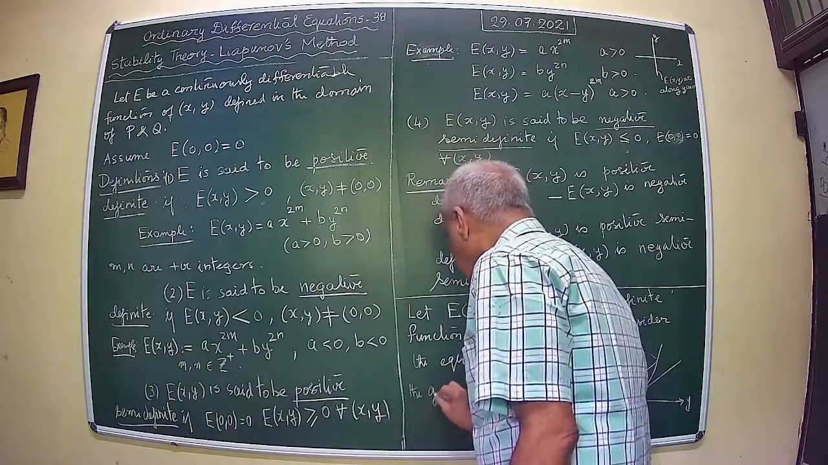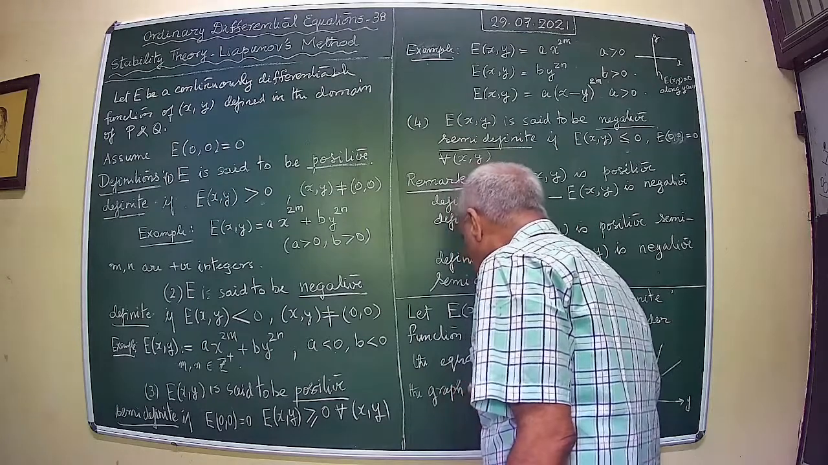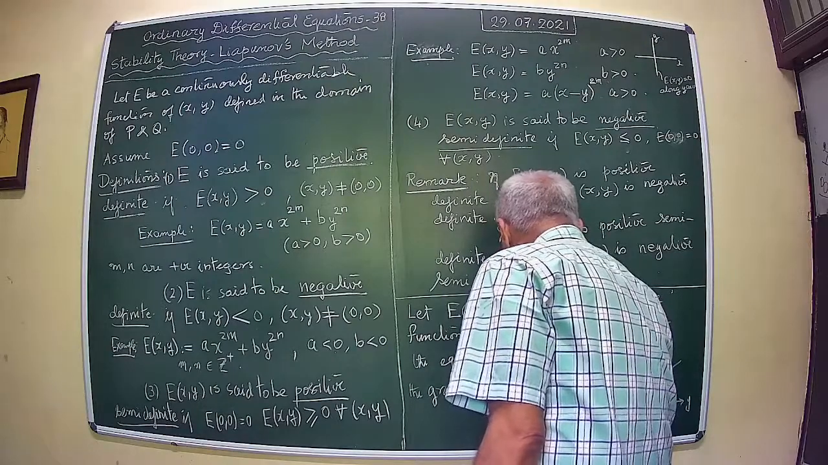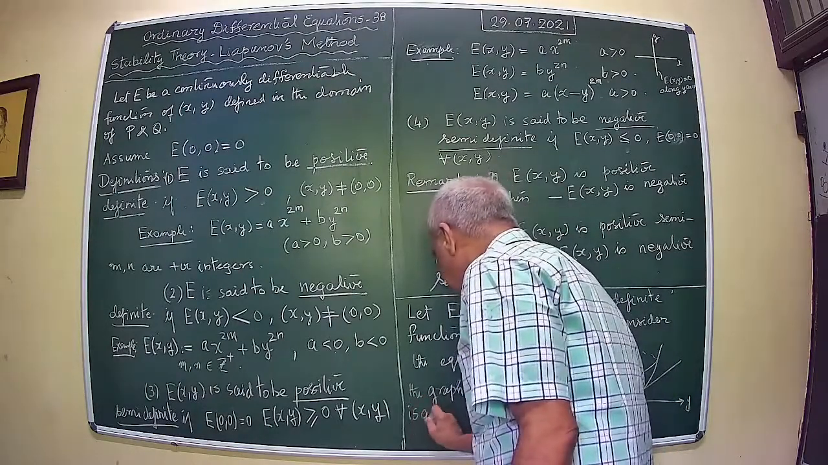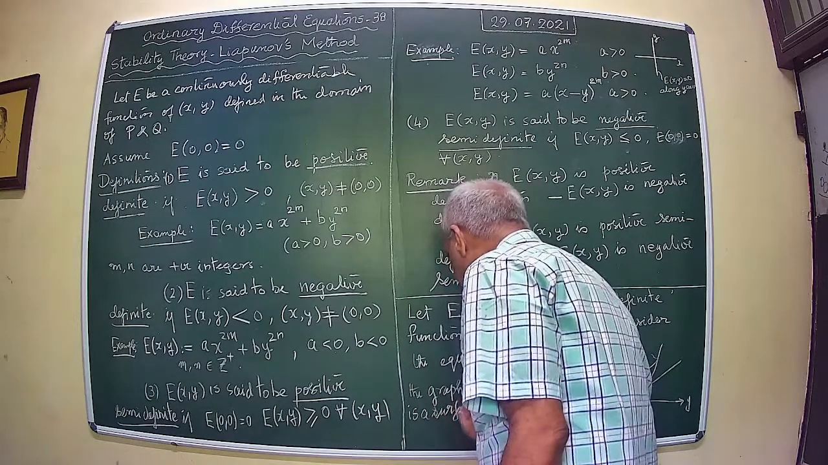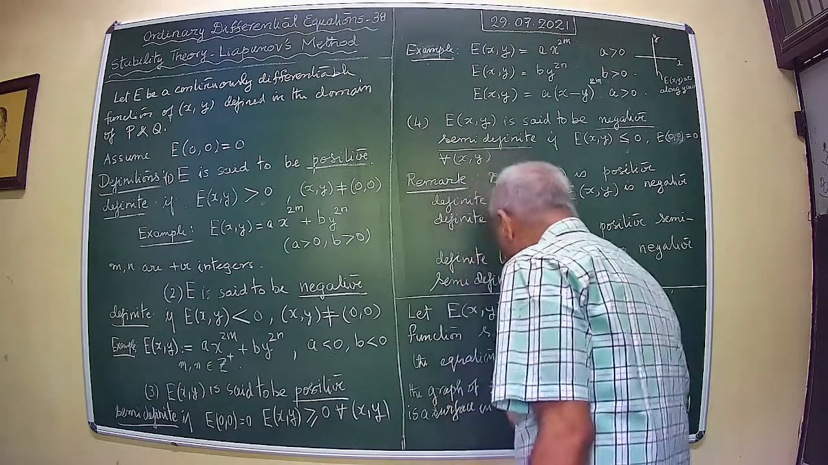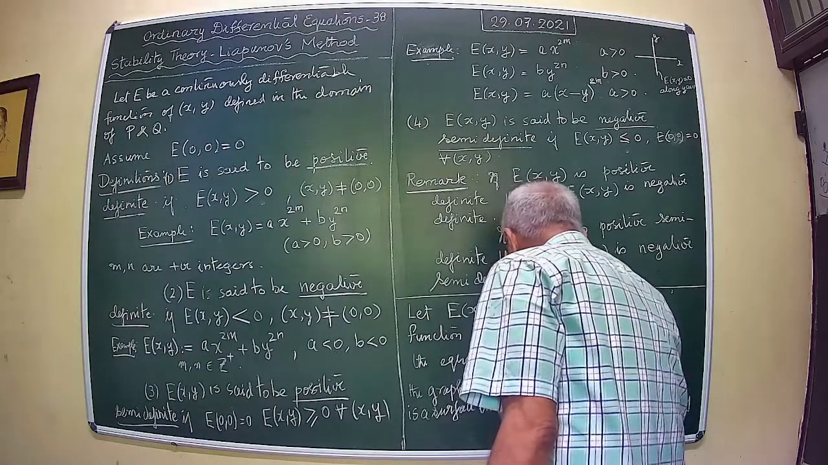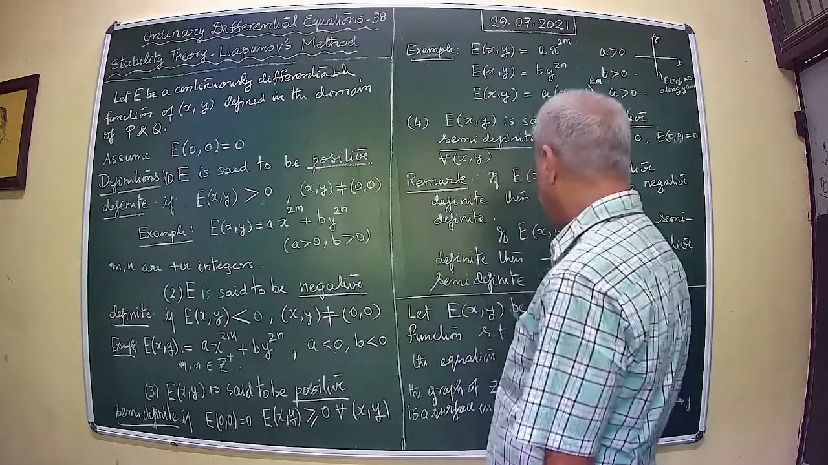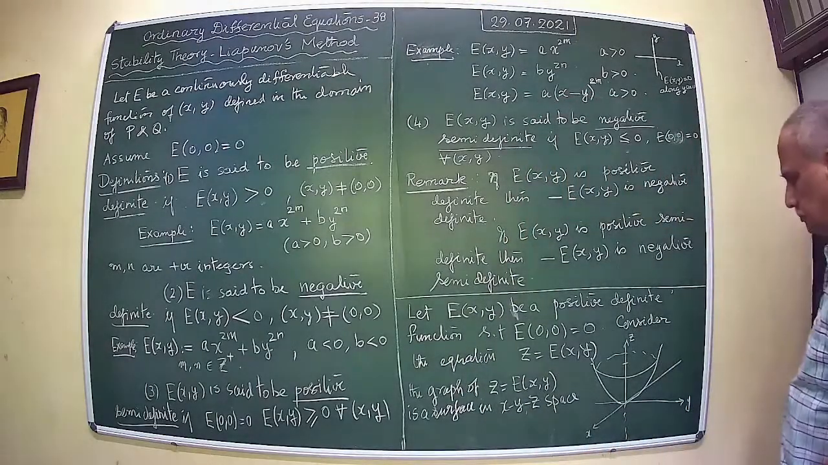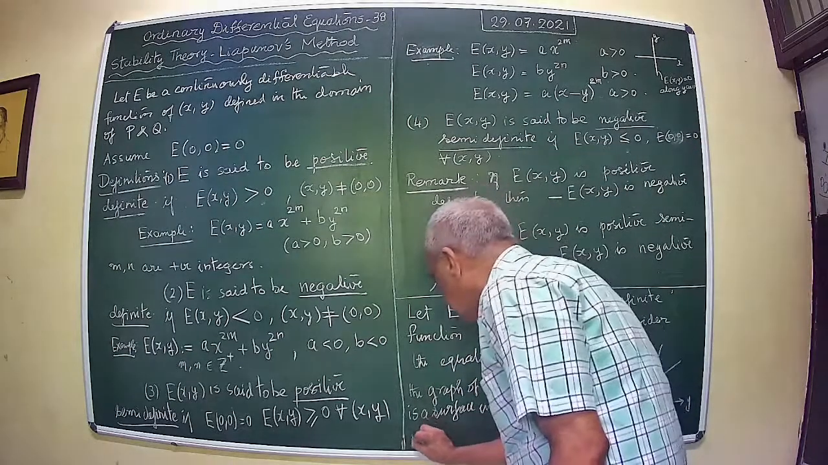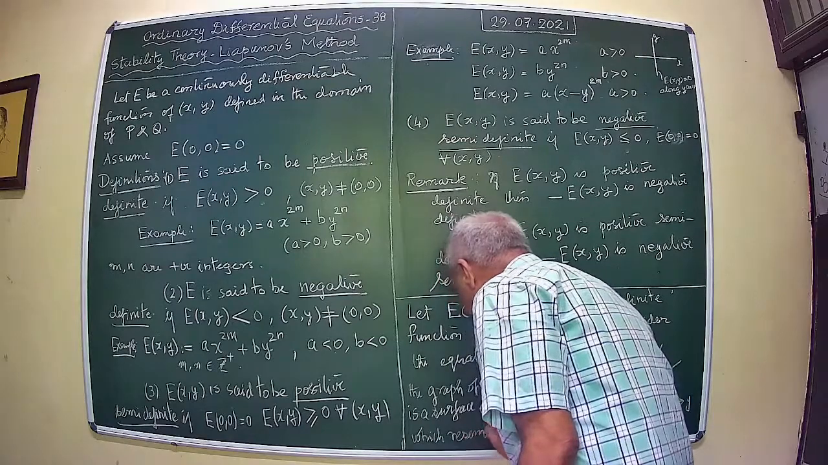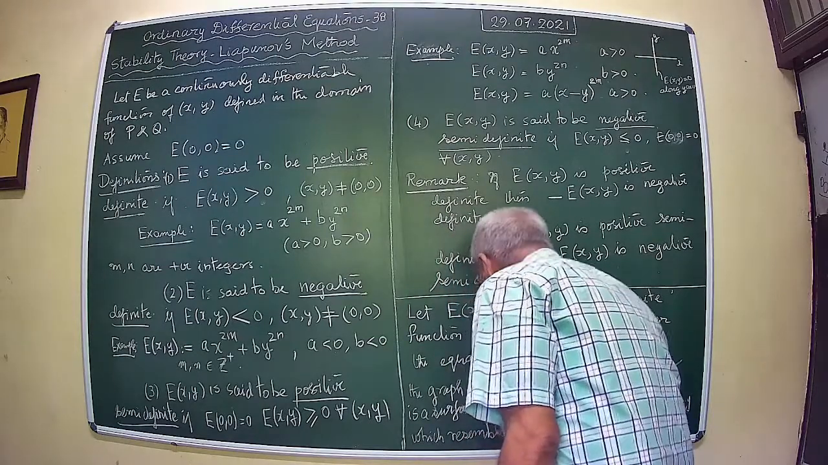The graph of E is a surface in space which resembles a paraboloid.